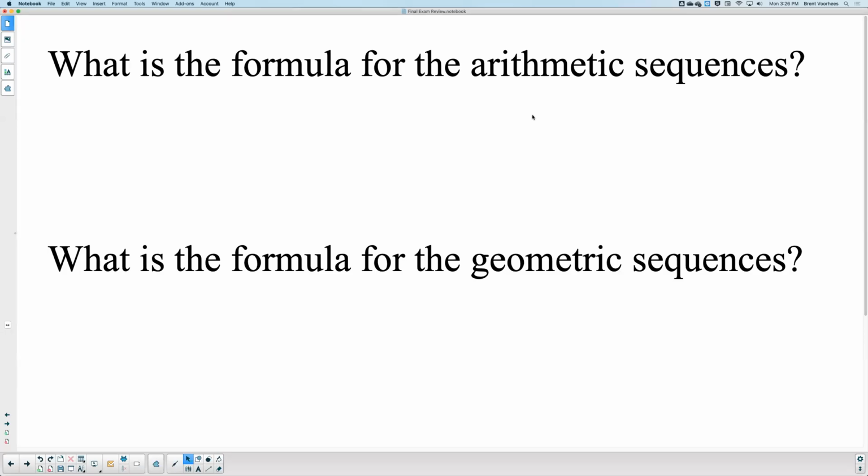Final exam review for Unit 2. Let's begin. When we began Unit 2, Lesson 1, we talked about arithmetic and geometric sequences, specifically their formulas.